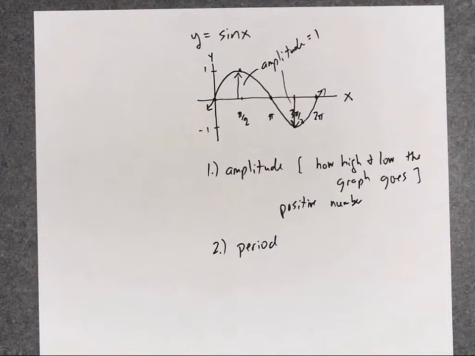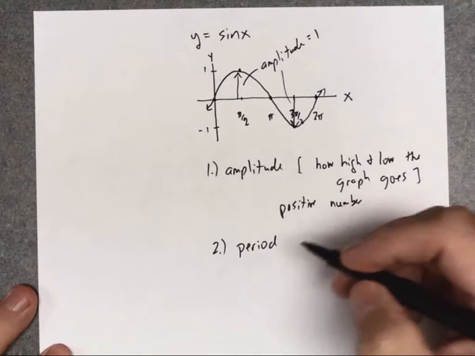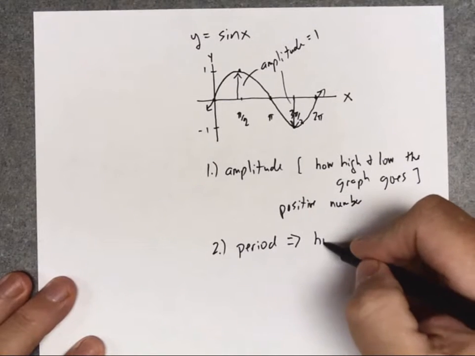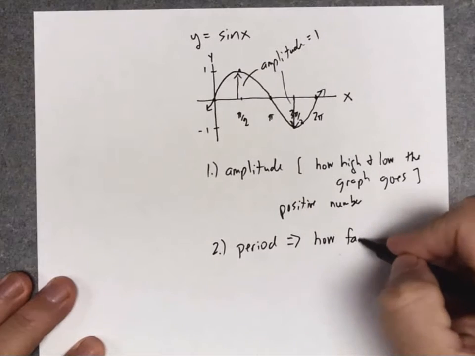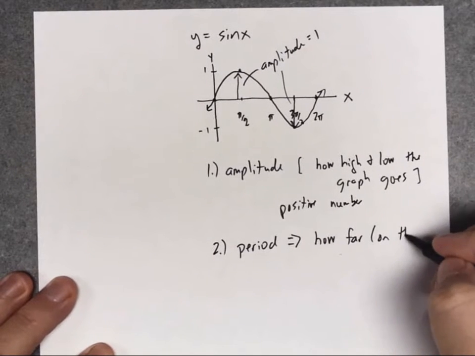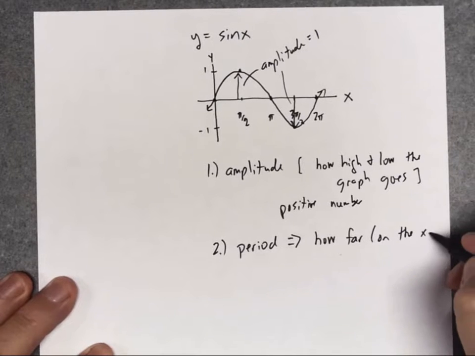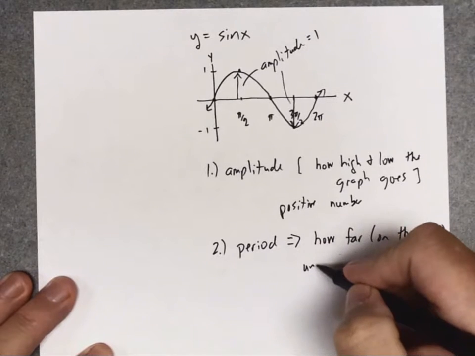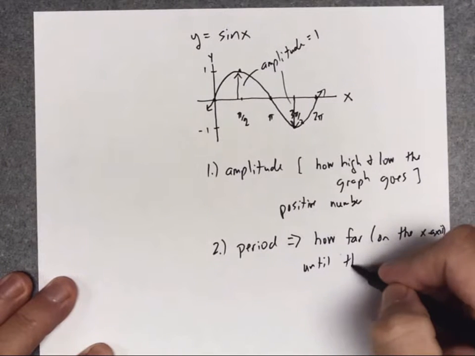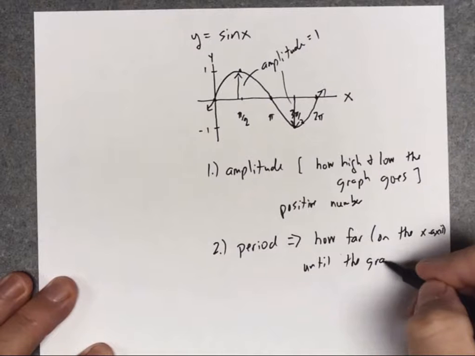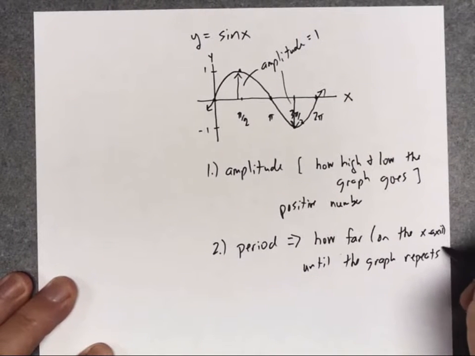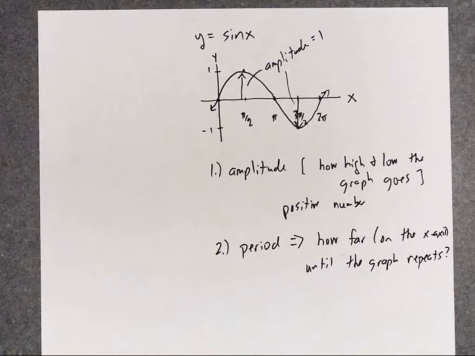The second part of the graph, which we like to talk about, is called the period. The idea of the period is how far, we're looking at the x-axis, how far on the x-axis until the graph repeats. That distance is called the period.